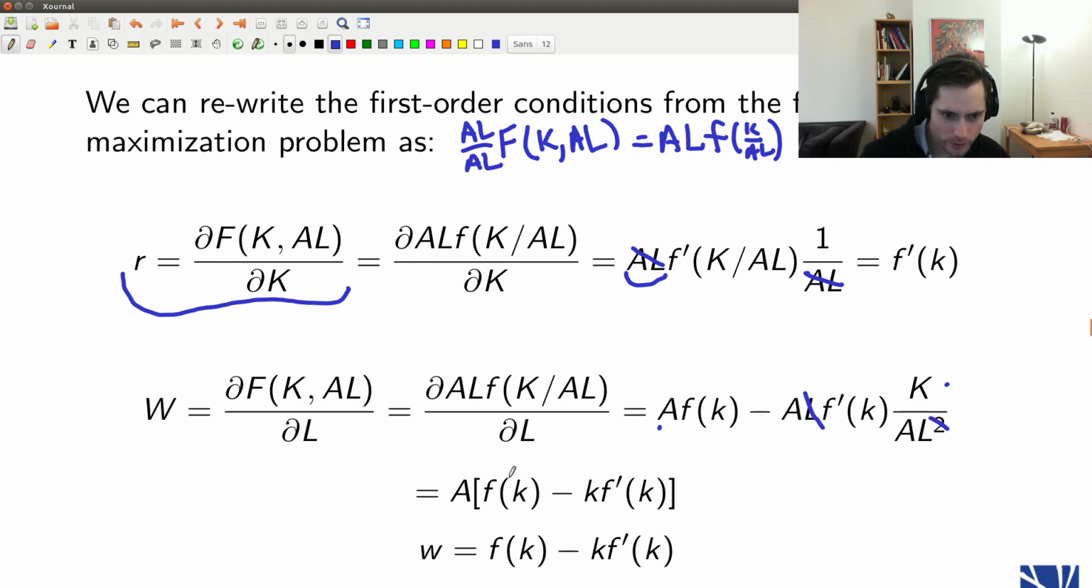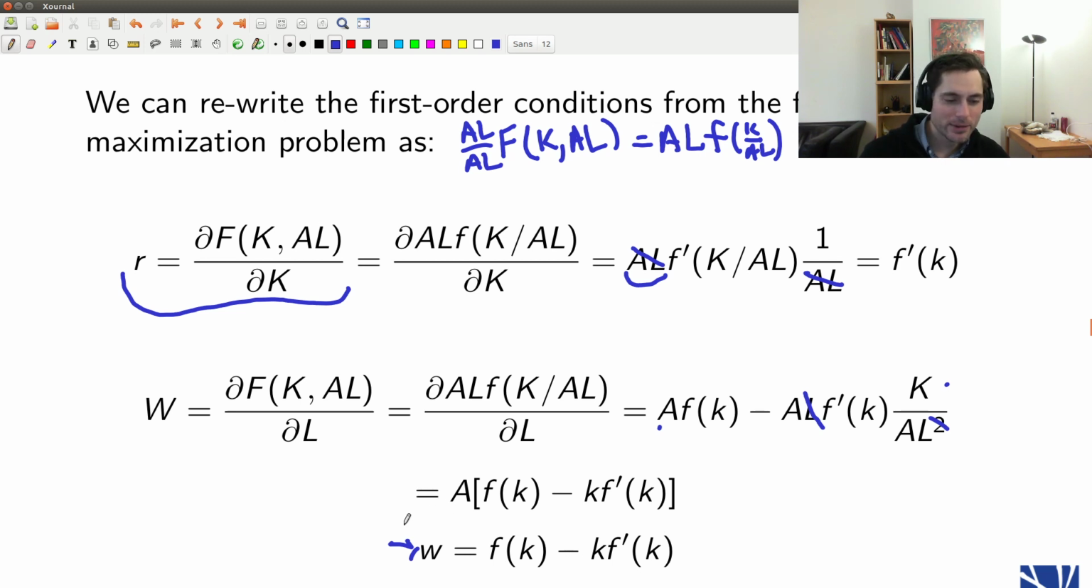We're going to pull that A outside. We're going to get A times f of k minus, now here we have a big K divided by A and a single L, so that's little k times f prime of k. So this wage per unit of human capital is going to be little f of k minus k times f prime of k.